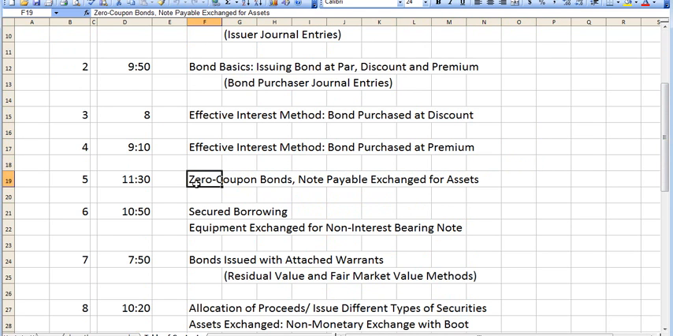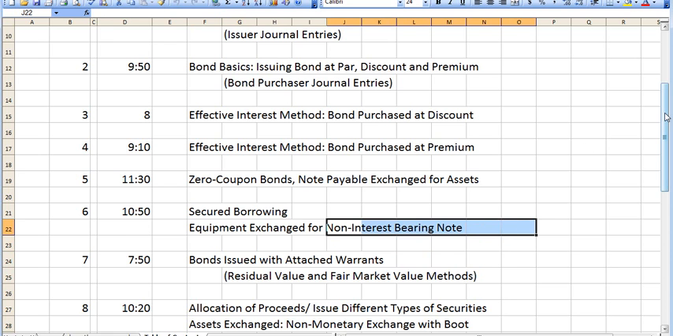Zero coupon bonds, which are bonds with no interest rate stated on the face of the certificate. Instead of paying cash for an asset, exchanging a liability, a note payable, for an asset. Secured borrowing with notes receivable, the journal entries there. A similar issue to video 5 is equipment exchange for a non-interest bearing note and computing an interest expense for the borrower on that interest bearing note.